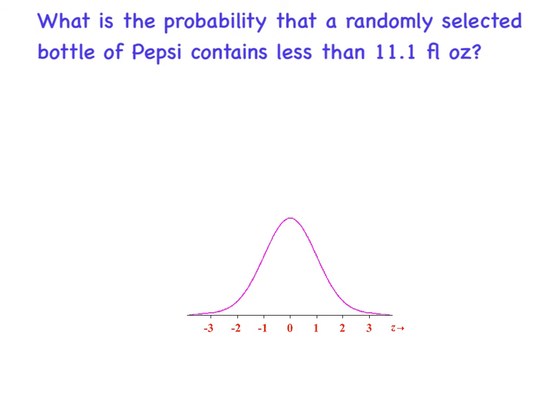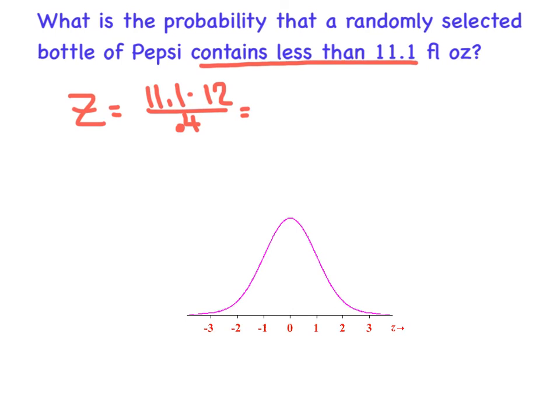Last one for the night. We want to find the probability that a randomly selected bottle of Pepsi contains less than 11.1. So my z-score, 11.1 minus 12 divided by the standard deviation, has us sitting at a z-score of negative 2.25. Graphically, that's going to put us in this neighborhood right here. We're going less than, or everything to the left of that.